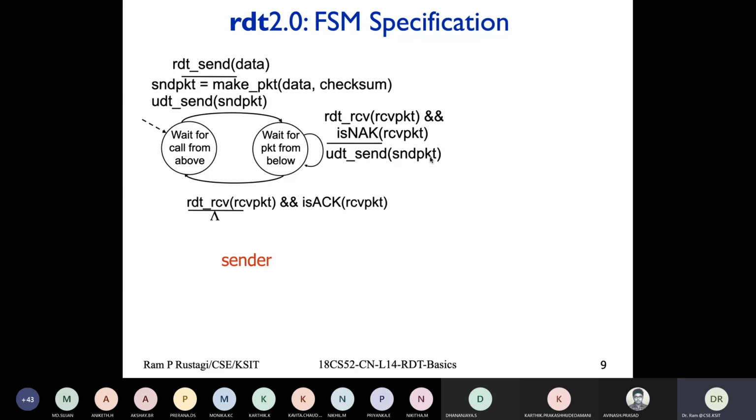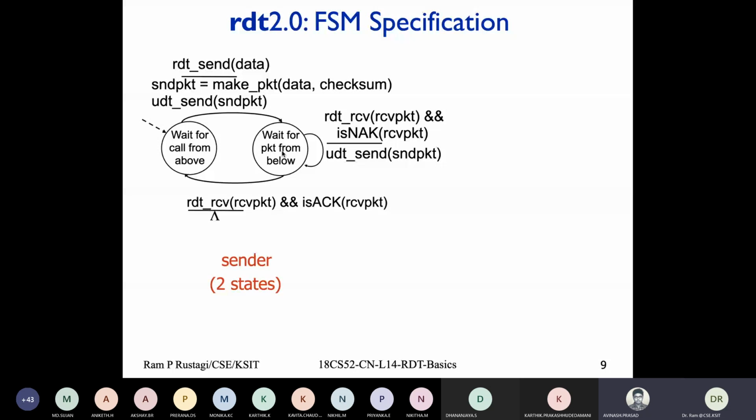Whenever this corrupted packet is delivered, the receiver would send an ACK or a NAK. If I get a NAK, I need to resend. So I need to keep waiting here till I get the ACK, because then only I'm sure the data is delivered, and only then do I wait to get the next packet from above. So till I get the ACK, I'll remain in this state. Avinash, is that fine now? Yes, sir, understood.